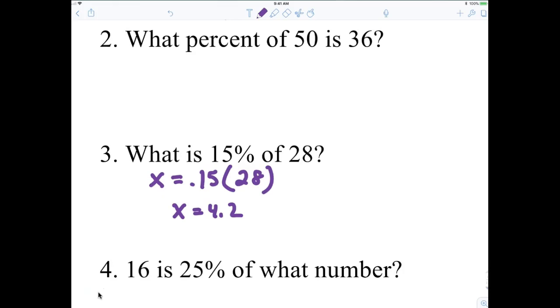So it'd be what percent... in math, of means what? Of means what?